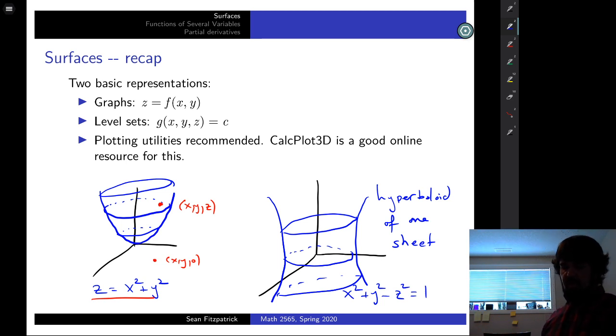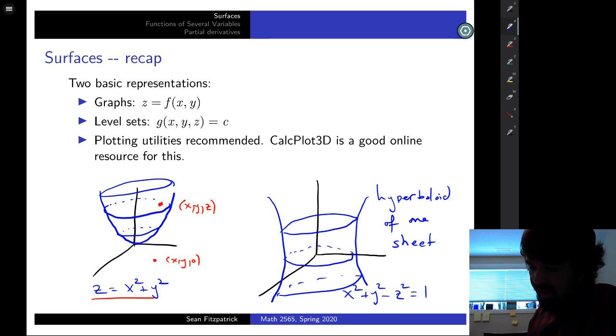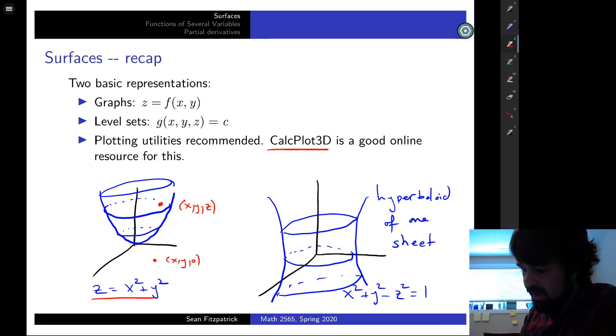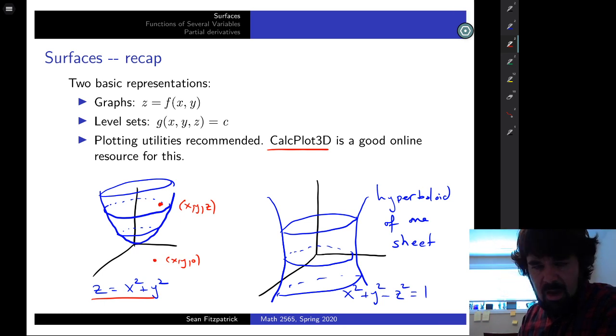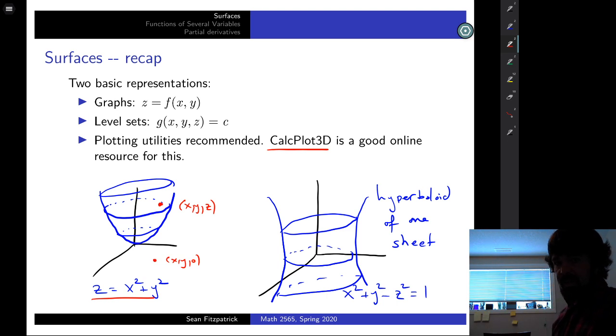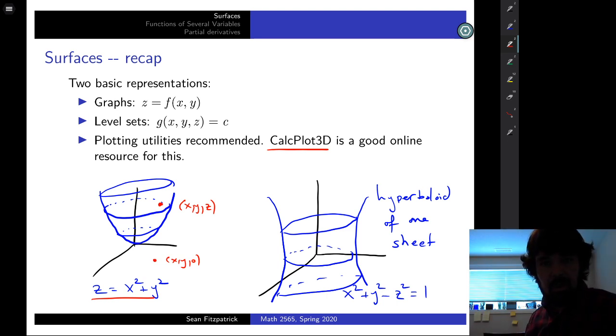Okay. One of the things you can do, if you're having trouble visualizing these things, is get yourself a good plotting utility. CalcPlot 3D is a pretty good one. I like CalcPlot 3D a lot. This was supposed to be linked, but it's not linked. It's okay. Go have a look at CalcPlot 3D. It actually has a bunch of built-in examples, and they're interactive. And I also want to remind everyone that the graphics in the textbook are also interactive.